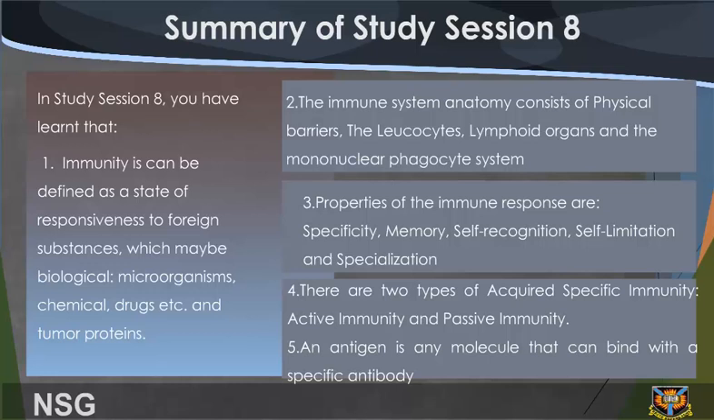3. Properties of the immune response are specificity, memory, self-recognition, self-limitation, and specialization. 4. There are two types of acquired specific immunity: active immunity and passive immunity. 5. An antigen is any molecule that can bind with a specific antibody.